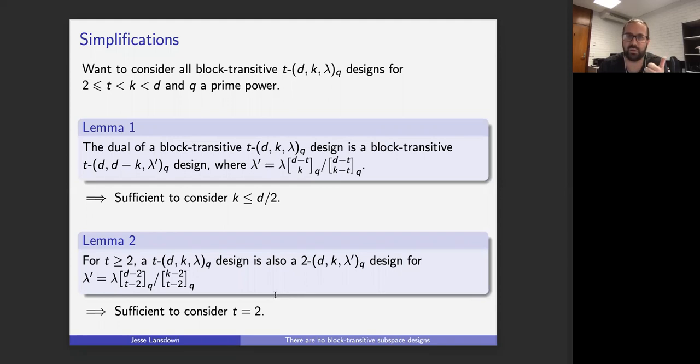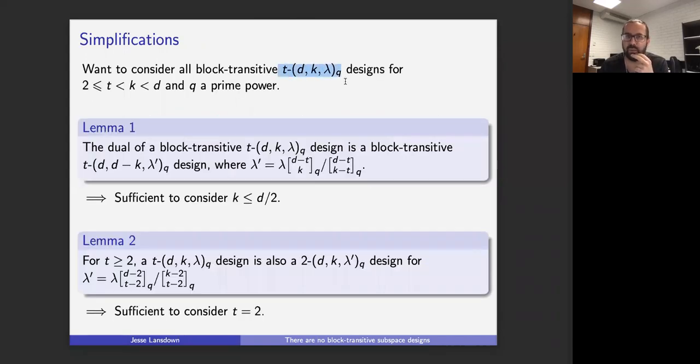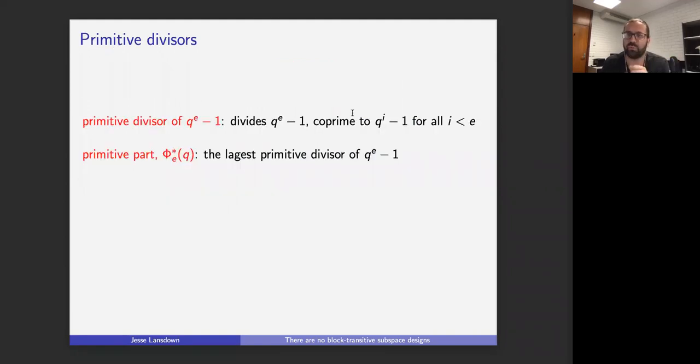Now we only have to consider T equals 2 and K we can assume is at most D on 2. And also that means that D must be at least 6 because obviously K has to be at least 3. And then if we're at most half of D, D has to be 6 or greater. And so what we want to do is we want to go and we want to take these subspace designs. And at the moment, all we really have is parameters, right? We don't know much about them other than this. So we need to somehow relate these parameters to possible automorphism groups.